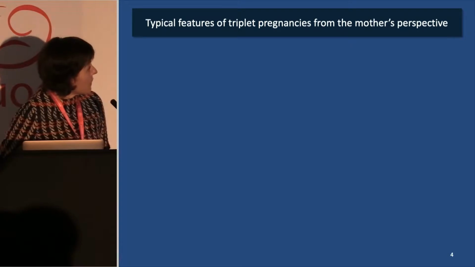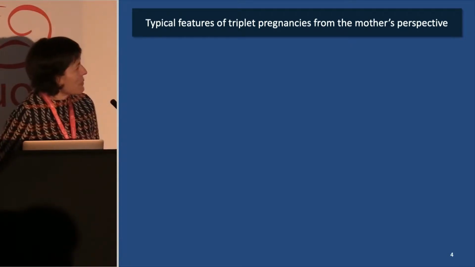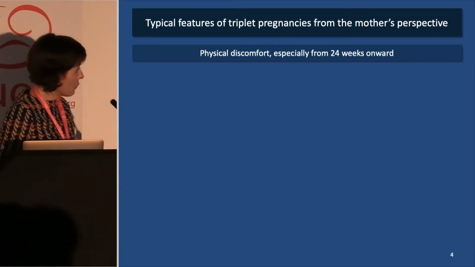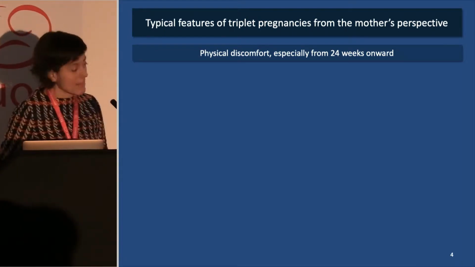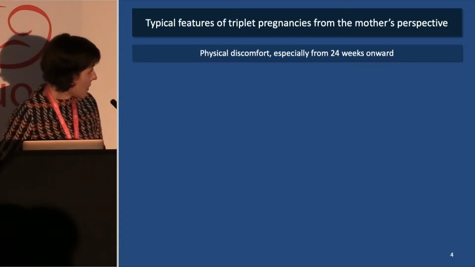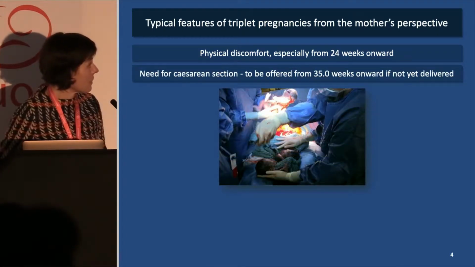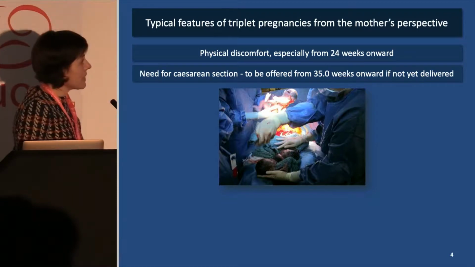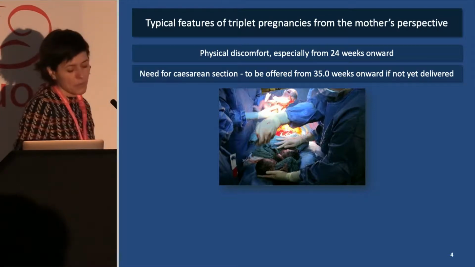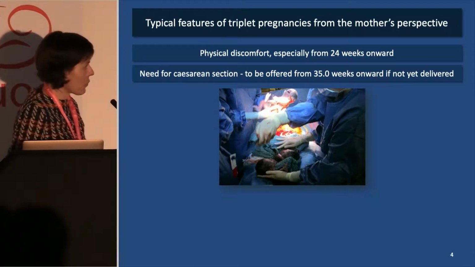Now, there's not only the babies, there's also the mother carrying these triplets, and from 24 weeks onwards, all triplet pregnancies will experience, in an increasing manner, physical discomfort. Obviously, there's a need for cesarean delivery, and it's usually offered by 35 weeks, if not yet delivered beforehand.